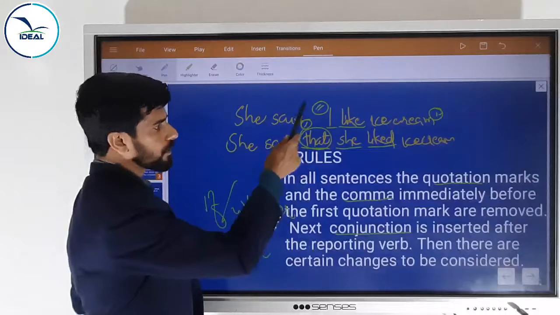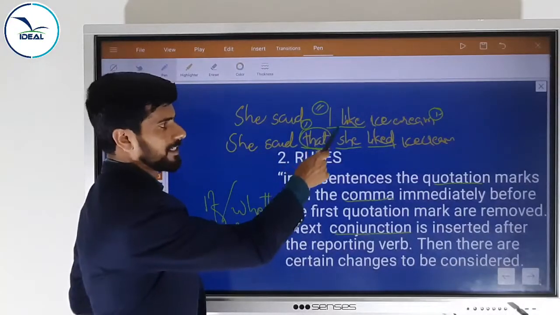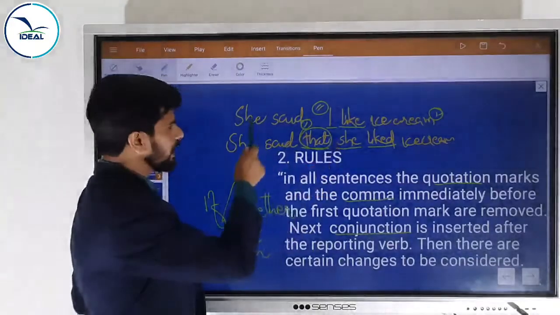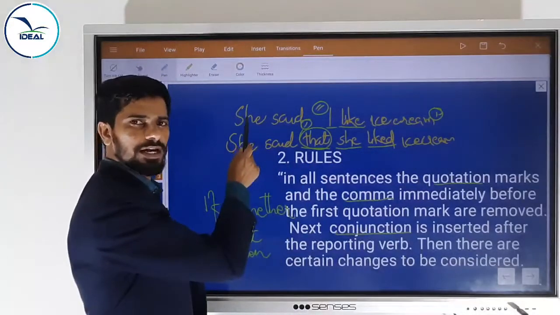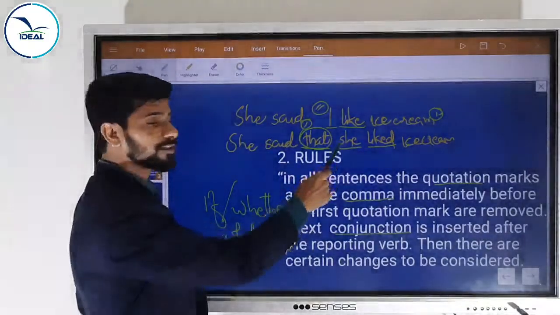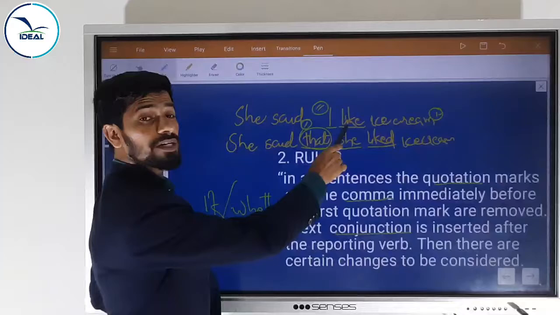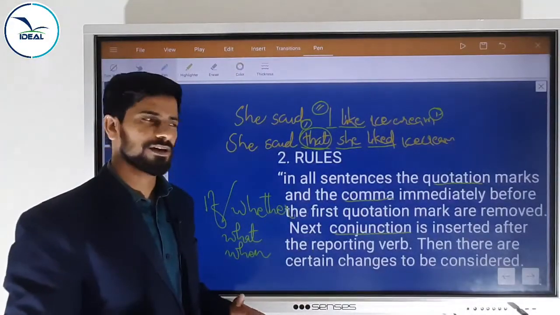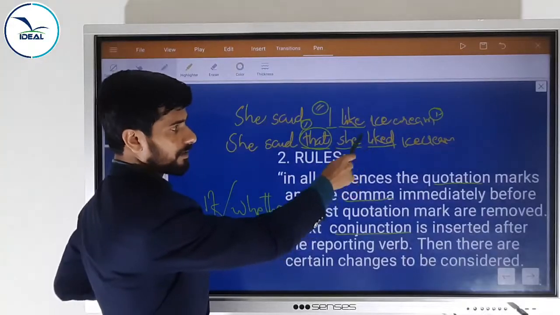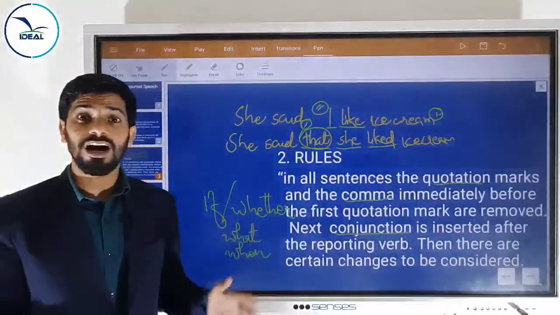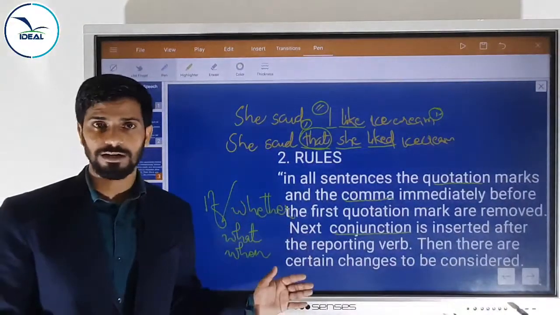As this sentence was said by a lady, you convert the I to she. And if it was told by a man or a boy, you can change it to he. Understood? And like is present tense, and present tense will be converted to past tense, right? So that's why like is converted to liked. These are the changes, and the other changes that take place we will be discussing in coming slides.